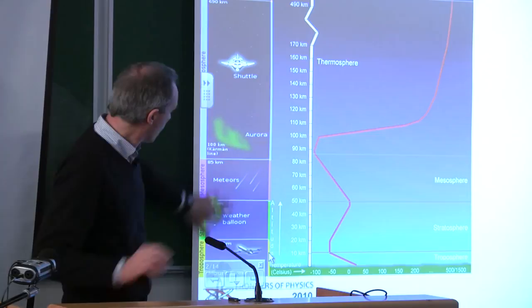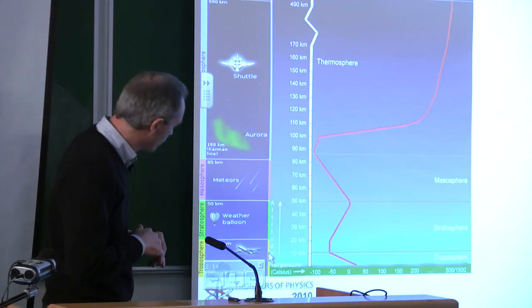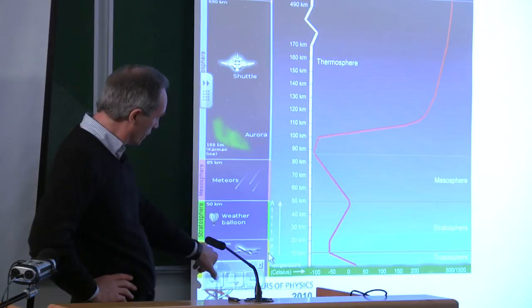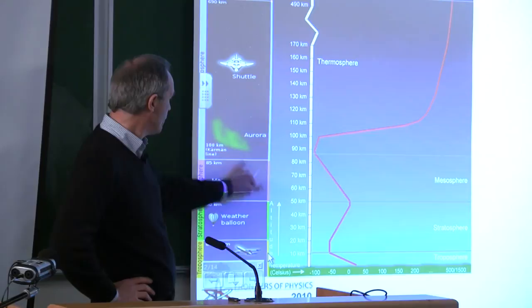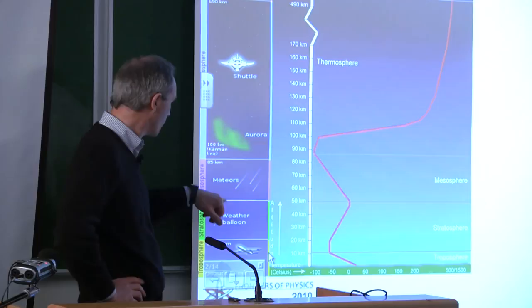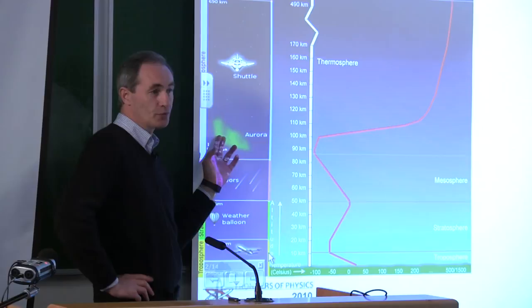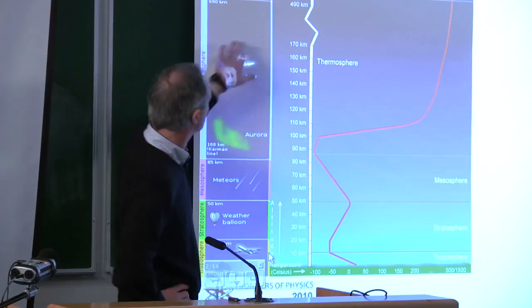I have a little graph here on the side which gives you some idea of some of the features that we see at various altitudes. We have aircraft flying in the region 6 to 20 kilometers. We can send weather balloons up to about 40 kilometers or so. Meteors impact on the Earth and burn up between 80 and 90 kilometers. Then we have the green aurora, which Kriya showed us a nice picture of. That comes from about 95 kilometers. And then we have the shuttle up here. The two scales don't match. The shuttle is about 650, 700 kilometers, and so on into dark space.